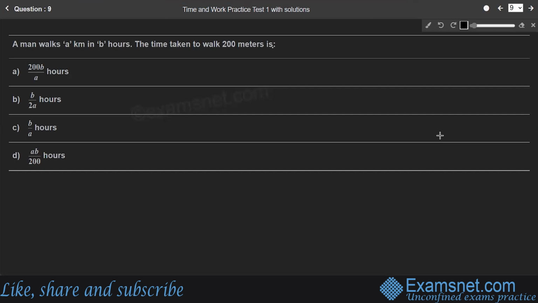Question number 9. A man walks A kilometers in B hours. The time taken to walk 200 meters is. So here the man walks A kilometers in B hours. We'll consider the speed of the man. Speed is always distance by time, right? And he walks A kilometers in B hours. Therefore, his speed is A by B kilometers per hour.